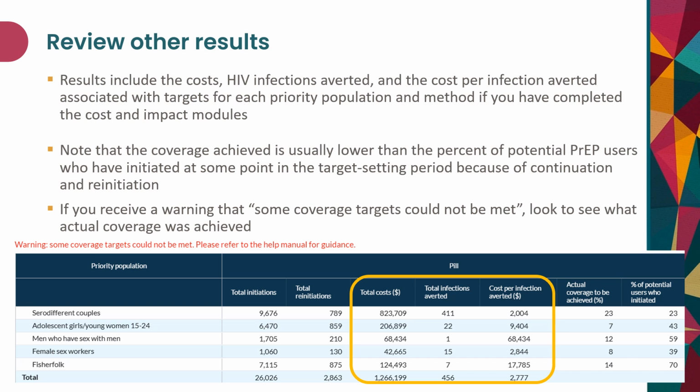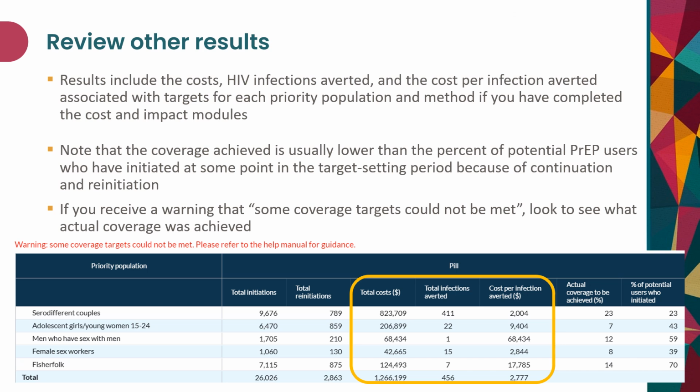The results also include the costs, HIV infections averted, and the cost per infection averted associated with targets for each priority population if you have completed the cost and impact modules. These results will also be available if you have manually entered in your targets. Another result to note is that the coverage achieved is usually lower than the percent of potential PrEP users who have initiated at some point in the target setting period. Again, the exception is for serodifferent couples who are treated differently due to their different patterns of PrEP use.